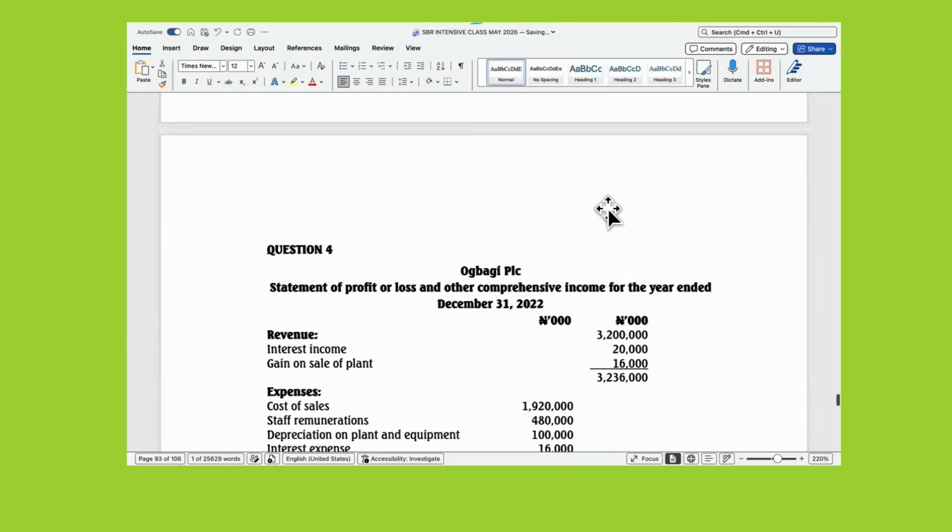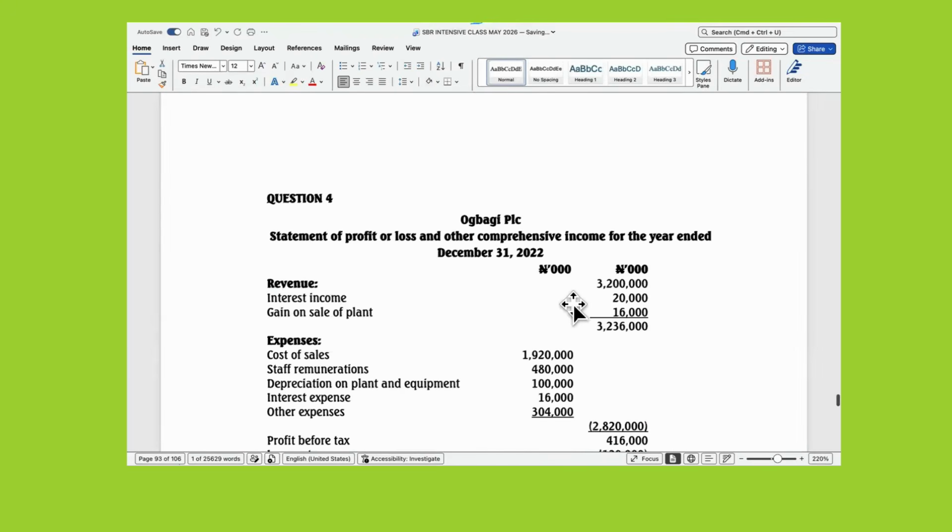I move to the next one, interest income. I will ignore this because this should be treated in finance, in investing. So I will ignore it. Gain on sales of plant, I will ignore it because it's a non-cash item.